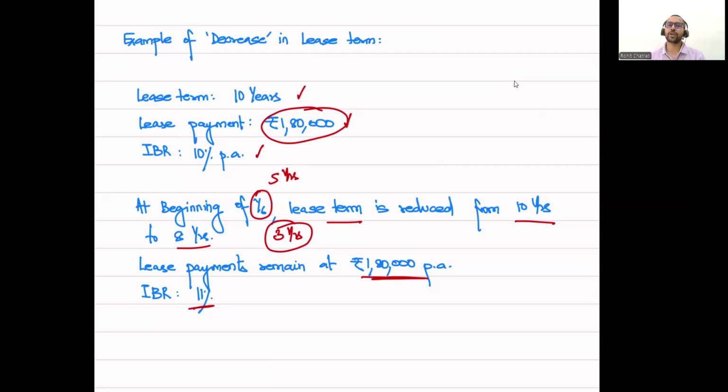Let us see how we are actually going to account for this modification. Exactly similar to the previous illustrations, we will first calculate the ROU asset and lease liability as at the date of commencement of lease. After that, we will calculate the carrying amount of ROU asset and lease liability at the beginning of year 6, and then we will actually do two parts accounting for modification. Part A, where we will actually derecognize right of use asset and lease liability. Part B is where we will calculate the revised lease liability. All right, so let's start with accounting.